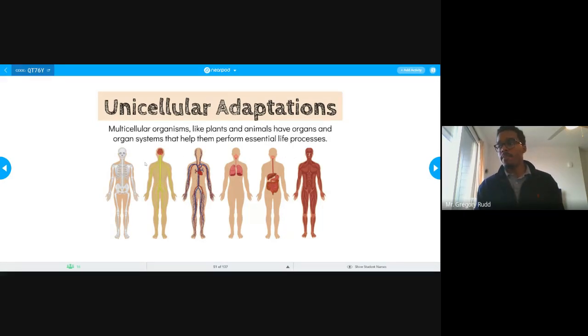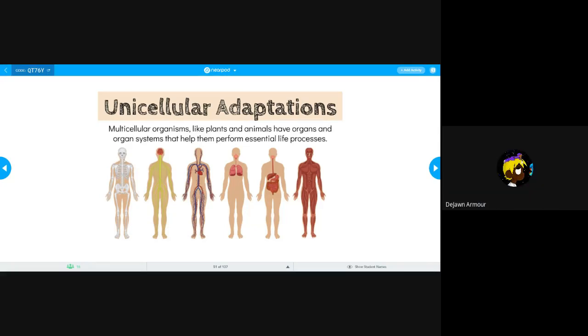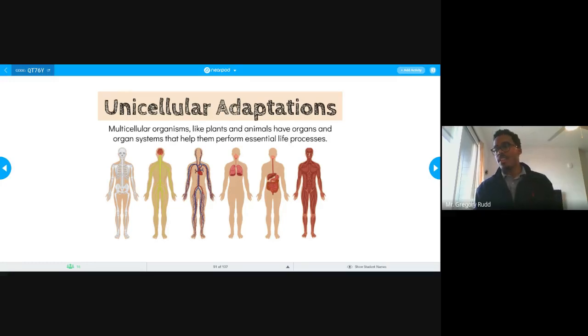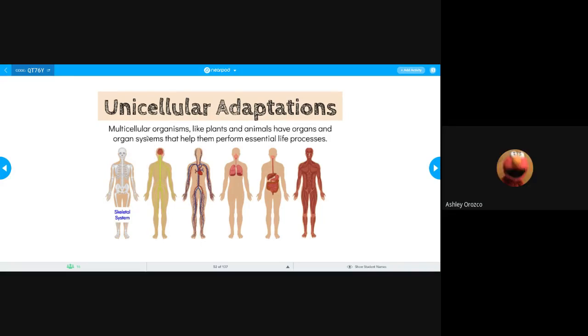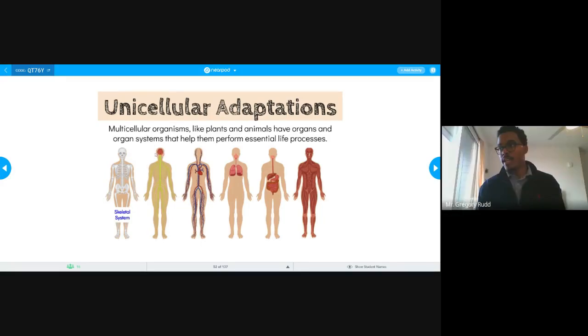Can you all name them? What is this very first organ system on the left? The skeletal system. Yeah, thank you, Dijon. This is the skeletal system. What about the next one? Nervous system. That's the nervous system. Wonderful, Ashley. Thank you. We can see the brain, the thick spinal cord, which is, of course, encased inside of your spine, and then all of those nerves that shoot out.